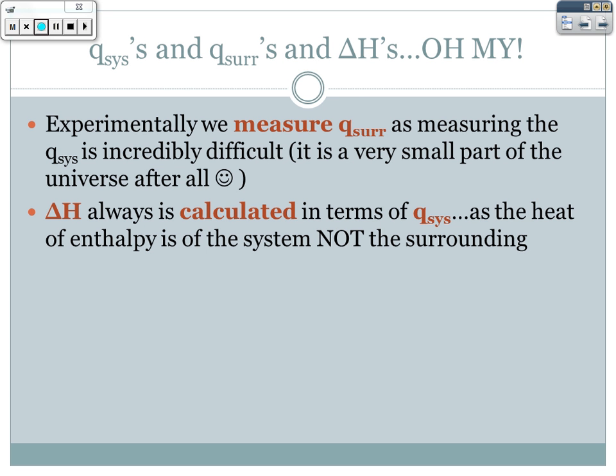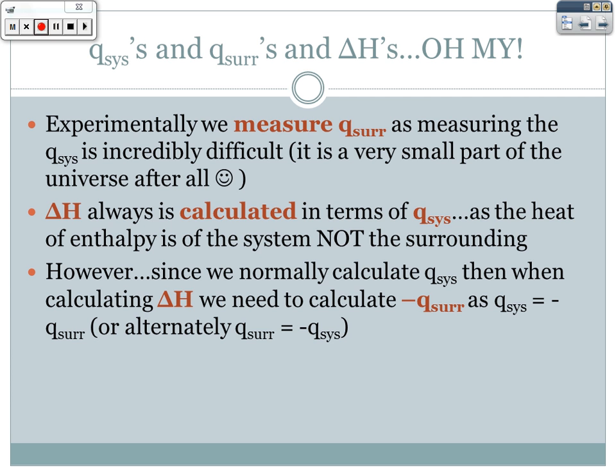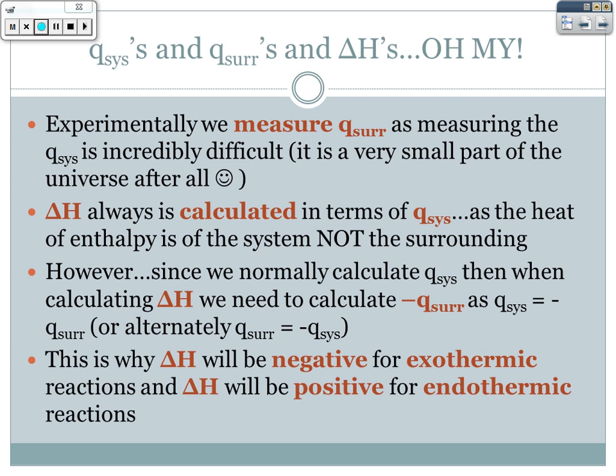Delta H, however, is always calculated in terms of Q system, as the enthalpy is of the system, not the surroundings. Since we normally calculate Q system when we're calculating delta H, we need to actually calculate negative Q surroundings, as Q system is equal to negative Q surroundings. So that's why delta H will be negative for an exothermic reaction and positive for an endothermic reaction, because we're looking at the negative Q of the surroundings. Okay? Take a minute to read over that again and try to connect that in your head. We'll be talking about it in class too.